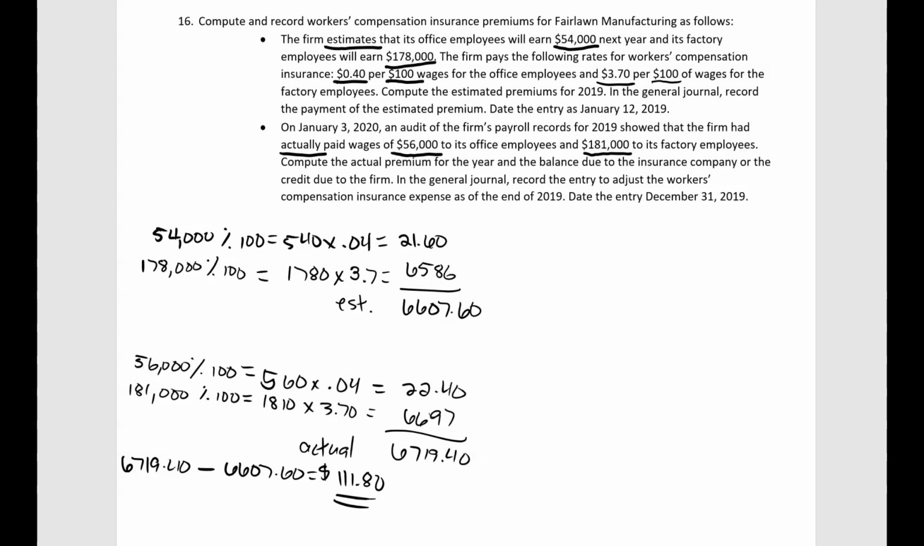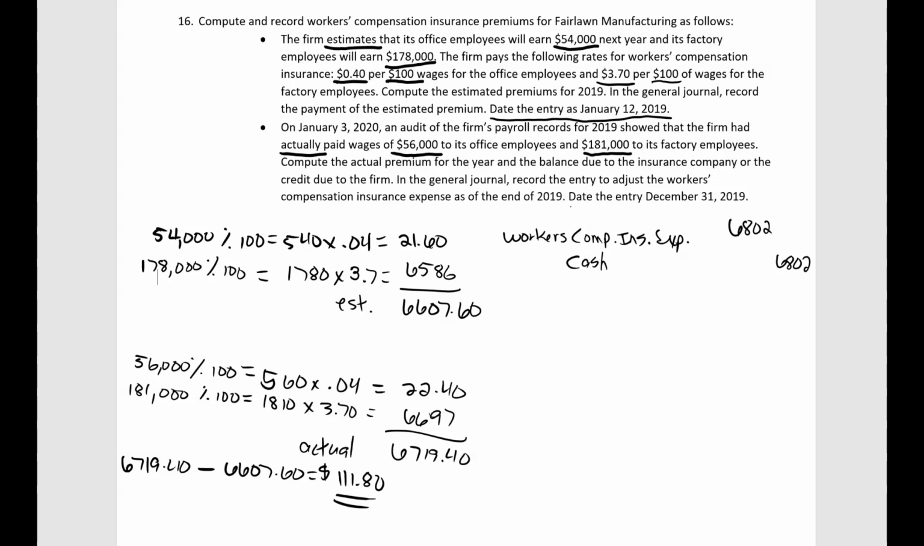So on January 12th, the journal entry is going to be, it's a long one, a long account. Workers' compensation insurance expense. Yes or no?